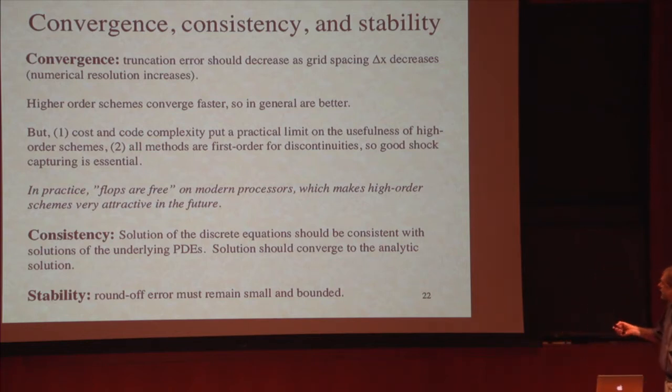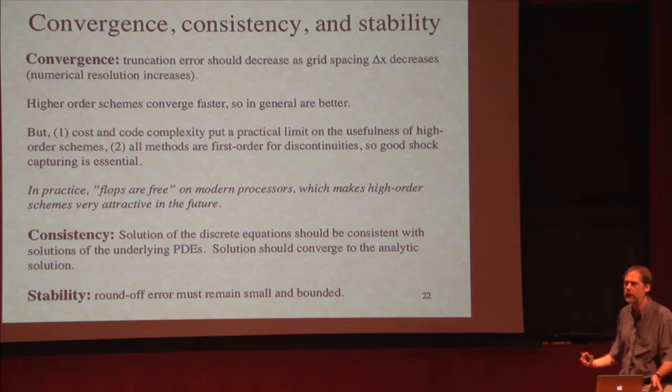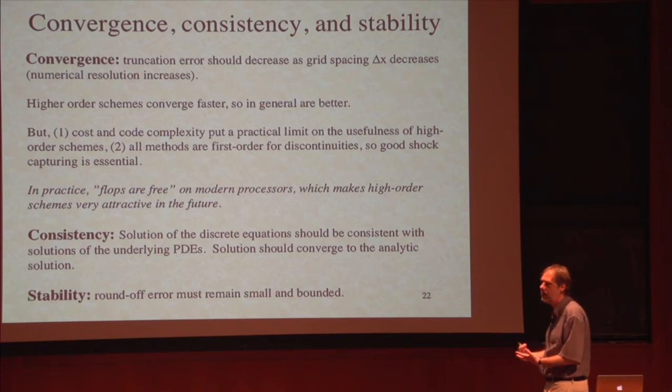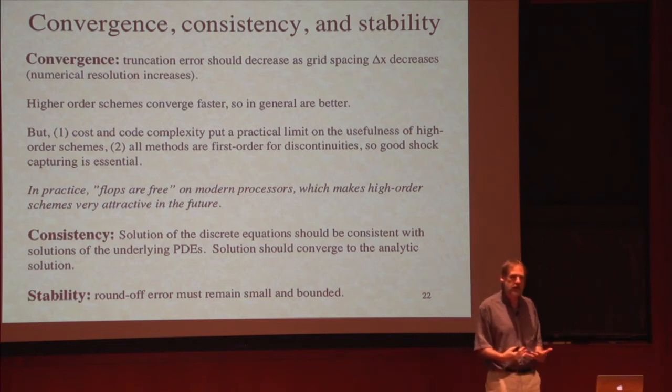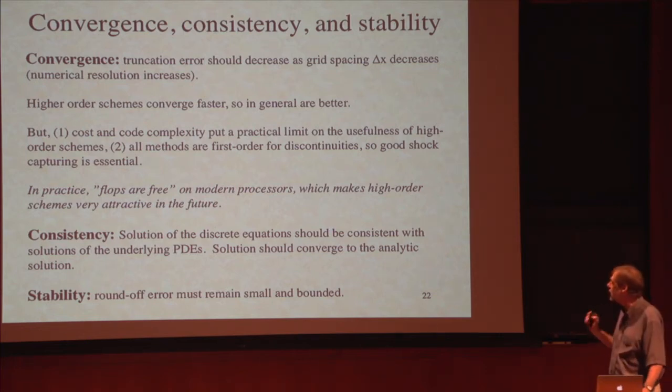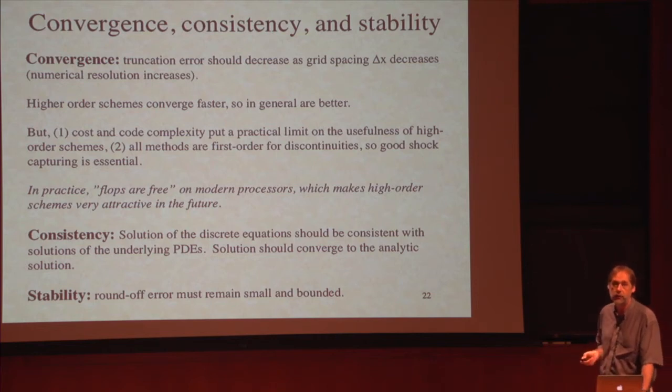But I think there's a real opportunity here for high order methods. As I say here, cost and code complexity put a useful limit on how high in order you can go. Going to a 20th order scheme could be quite expensive and difficult to support in the code. And moreover, it's also extremely important to remember that all methods are first order for discontinuities. You can't do better than first order for shocks and contact discontinuities. And if your flow is dominated by shocks and contacts, then it's the error in the shocks that matters, not the error in the smooth parts of the flow.